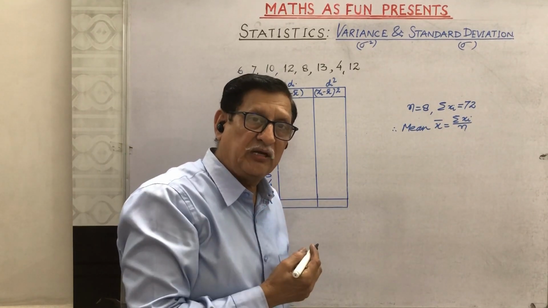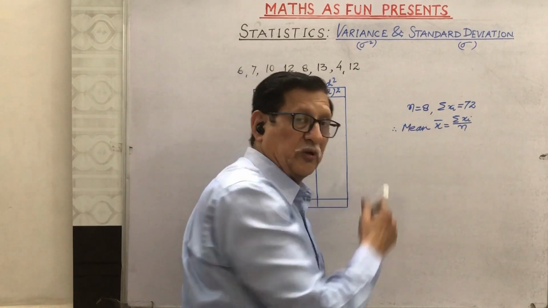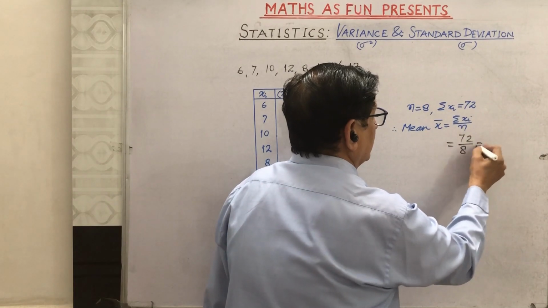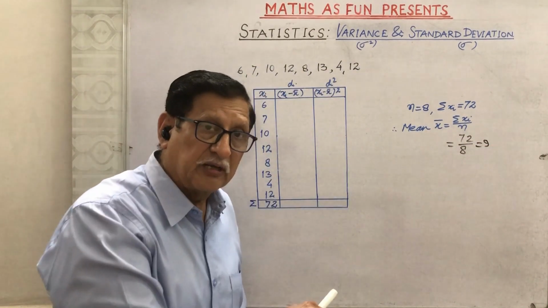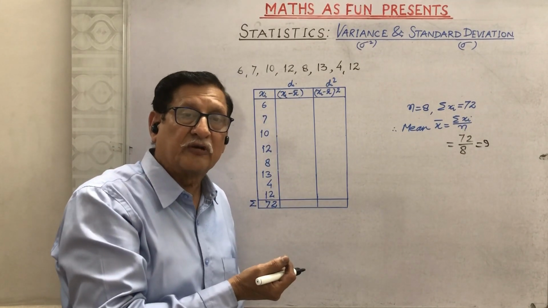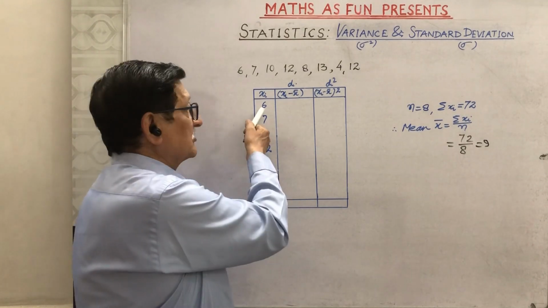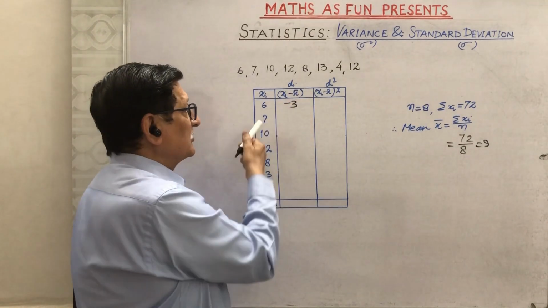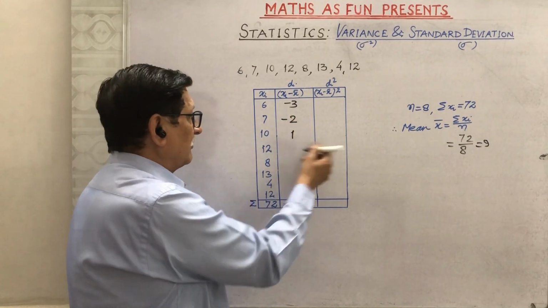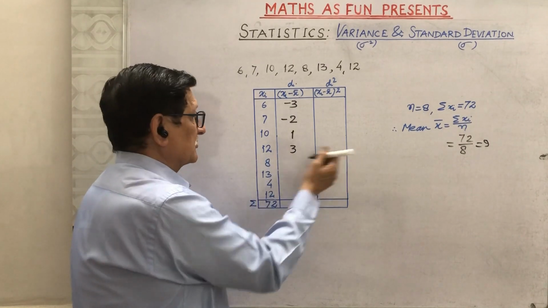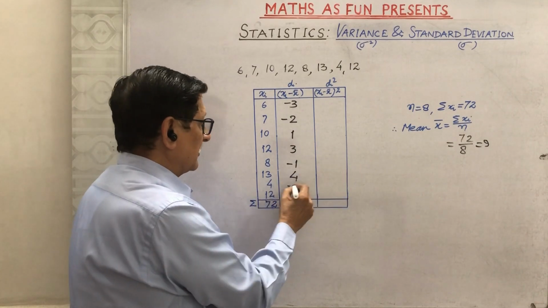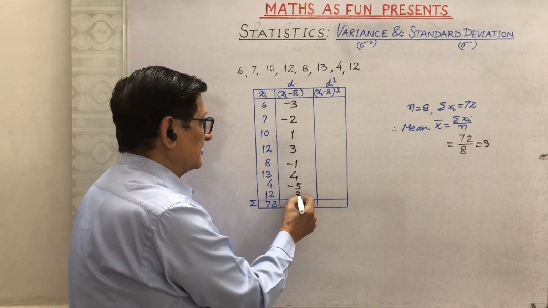So we can find out the mean. Mean we know is sigma xi upon n. And here in this case it will be 72 divided by 8, that is 9. After finding mean, we have to find out xi minus x bar, that is the deviation of all data from the mean. And here in this case it is 6 minus 9, minus 3; 7 minus 9, minus 2; 10 minus 9, 1; 12 minus 9, 3; 8 minus 9, minus 1; 13 minus 9 is 4; 4 minus 9, minus 5; and 12 minus 9 is 3.